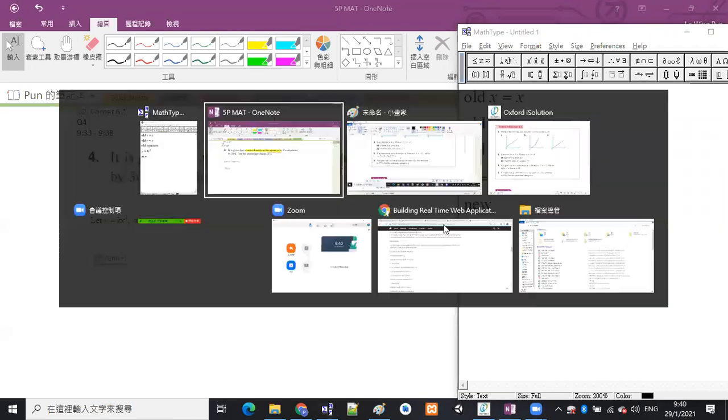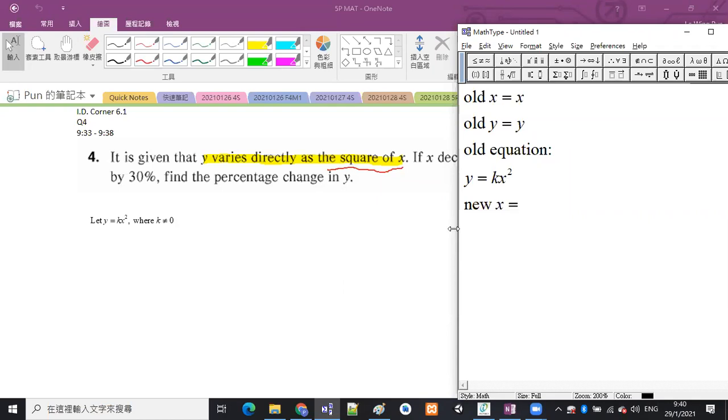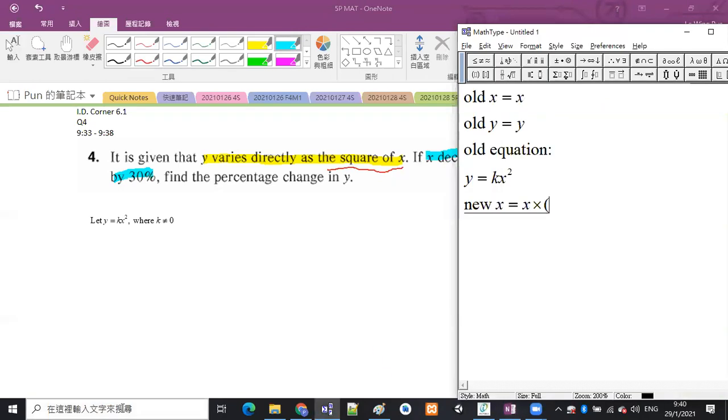So let's see which one starts the change. If x decreases by 30%, find the percentage change in y. So x changes first, and y follows, right? New x is equal to x times, this time it decreases by 30%, so it should be 1 minus 30%. And 1 minus 30% is equal to 0.7, so new x is 0.7x. Can you get this?